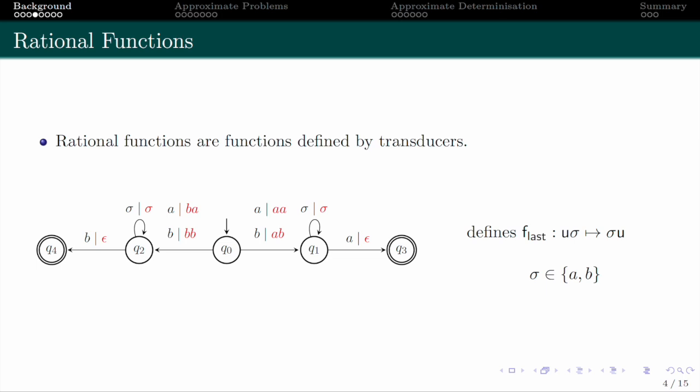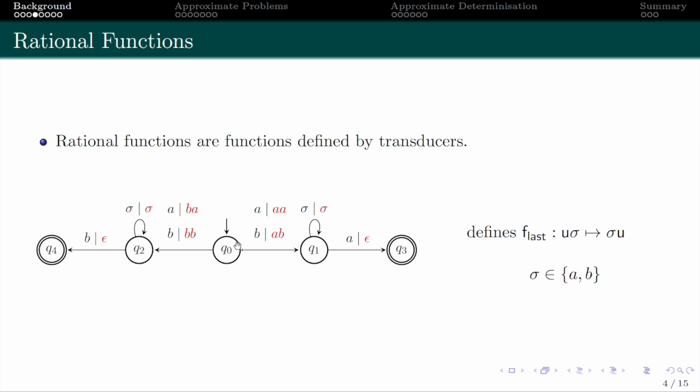Now, functions defined by transducers are called rational functions, where for each input word accepted, there is exactly one output word produced. An example is this function f_last, which reads a word of the form u sigma, where u is a word and sigma is the last letter, and produces an output after moving the last letter to the front, that is, sigma u. So let's see how this transducer works.